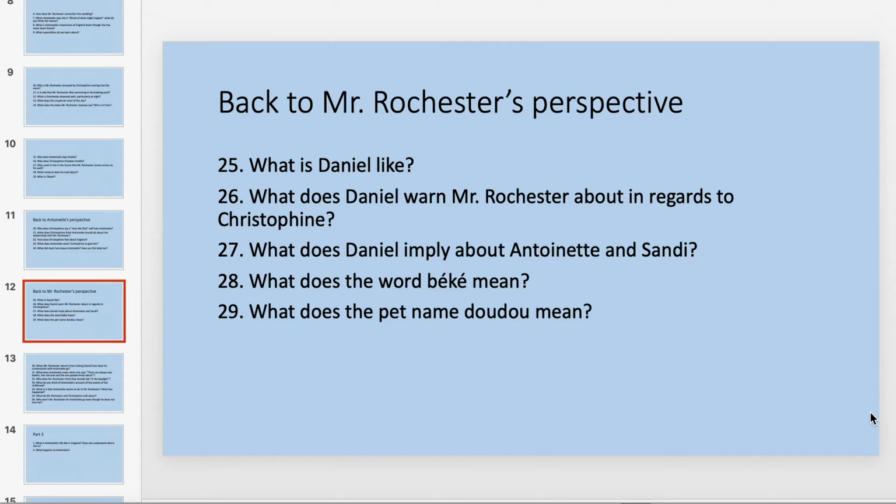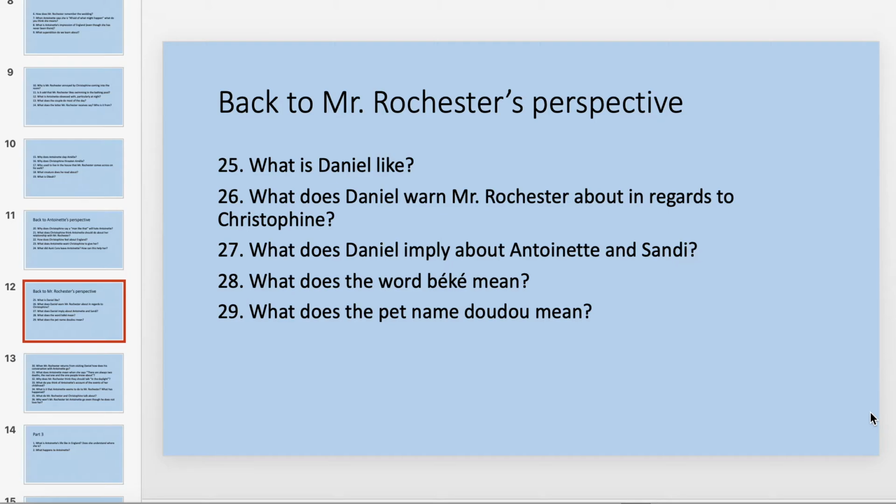Going on to 28 here, what does the word Bekke mean? So Bekke is going to mean white people, and usually white people who are foreigners, so that's going to be someone like Mr. Rochester. But it can also be used sometimes just to mean white people in general. So we have Christophine warning Antoinette that Bekke shouldn't meddle with the Obeah, that they shouldn't try and use that magic.